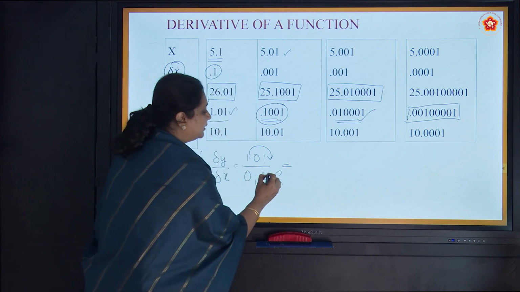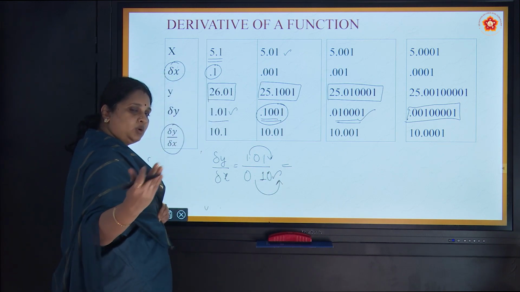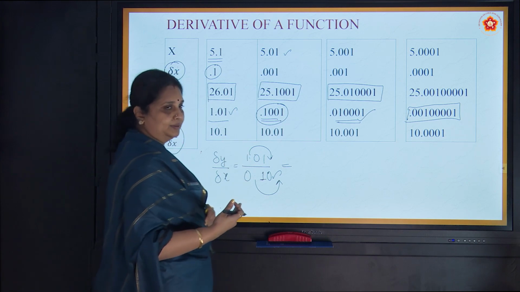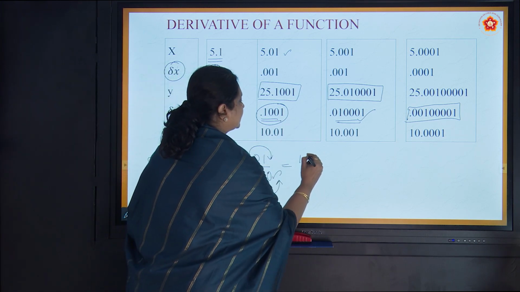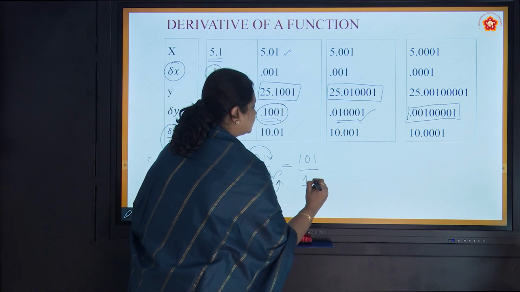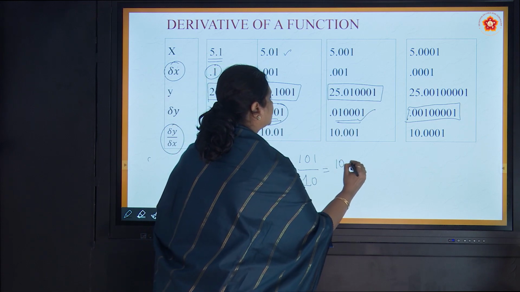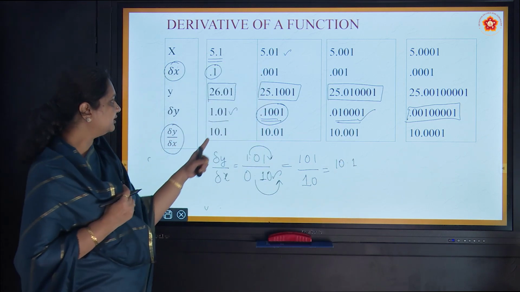I have only one number, so I'll add a 0. So after the decimal point, towards the end, however many zeros you add, it's not going to affect the value, right? So this gets converted into 101 by 10. So this is nothing but 10.1. This is my first ratio.